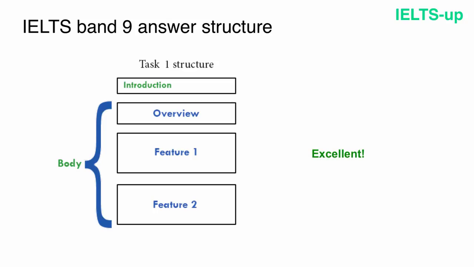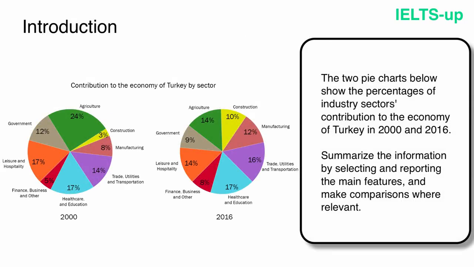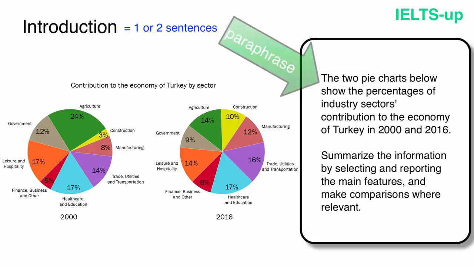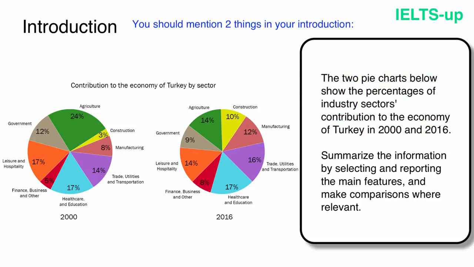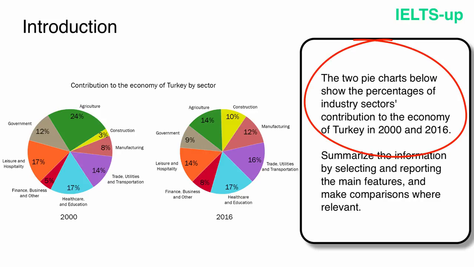Excellent! Now you know the answering strategy, so let's start writing our band 9 answer. As you remember, our first paragraph is an introduction. The introduction is 1 or 2 sentences where you simply paraphrase the information from your question. You should mention 2 things in your introduction: what your chart shows and for what period of time. You cannot just copy this text from your question card. Such writing will receive a low score, so don't do that.